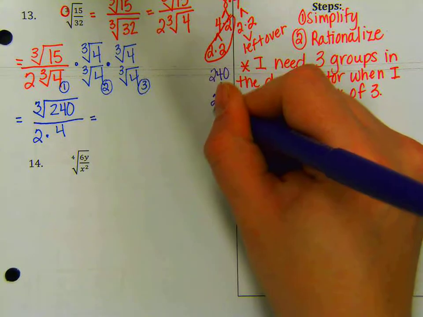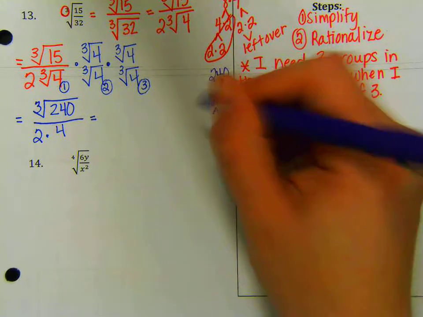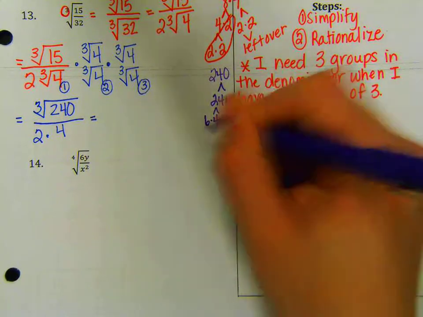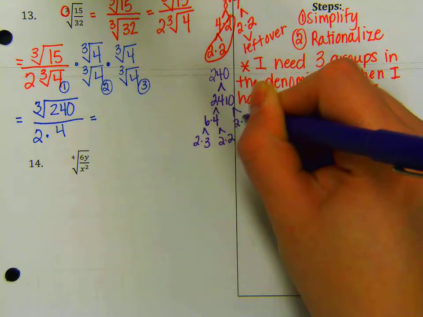You'll end up with the same thing. So 24, I can split up into... What do you want to split it up to? 6 and 4. 6 can be split up into 2 and 3. 4 can be split up into 2 and 2. 10 can be split up into 2 and 5.